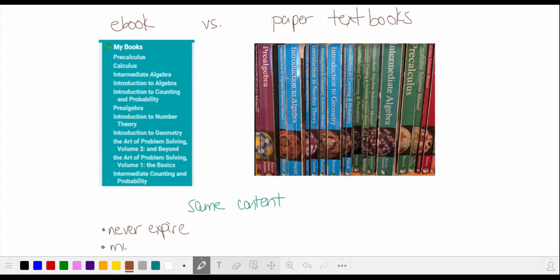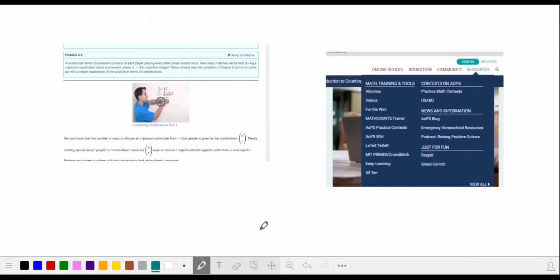Ebooks are also more portable. You can read them from your phone or a laptop. So if you'll be traveling, the ebook might be a better option. With the paper textbooks, you'll obviously have less screen time if that's a concern, and I often find them easier to read.